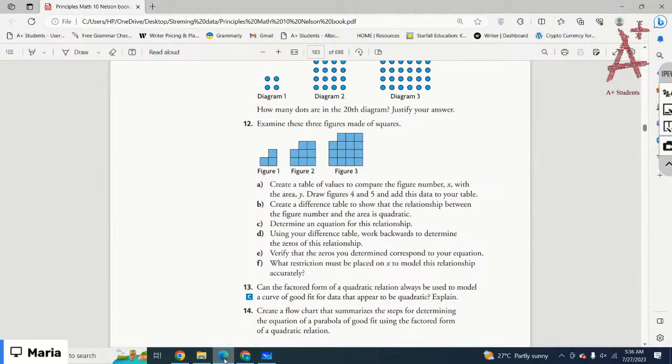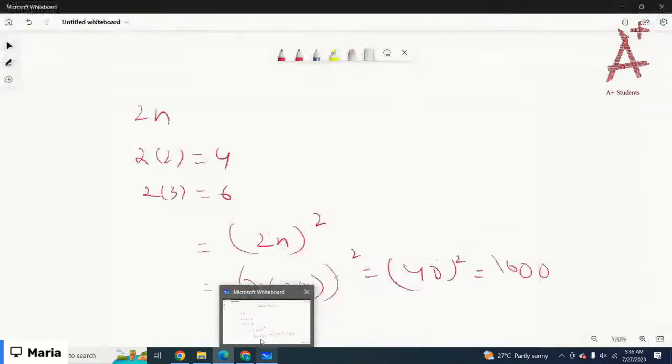Okay, so figure 1 you have 3. Figure 2 you have 8. For figure 3 you have 15. Okay, let me just make a table for the values x and y.